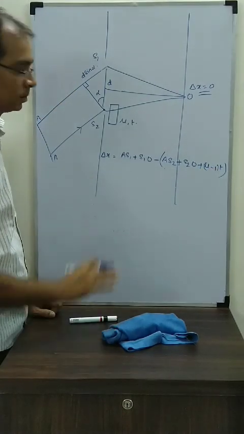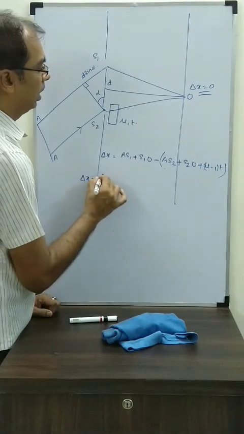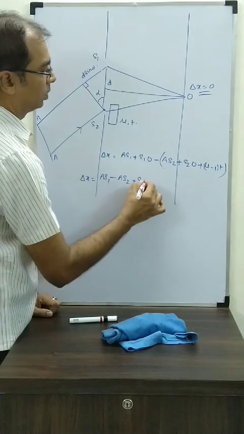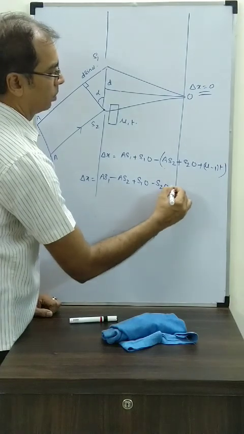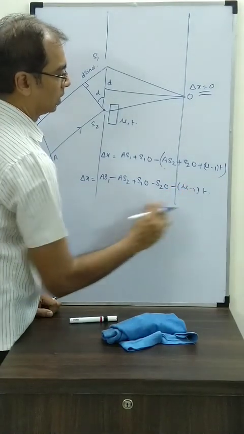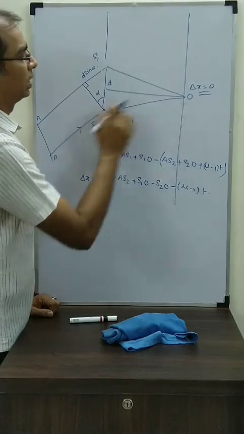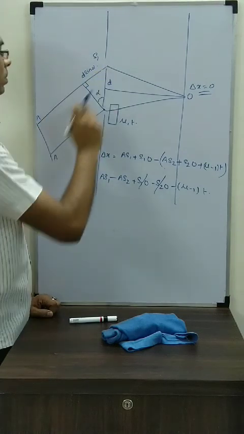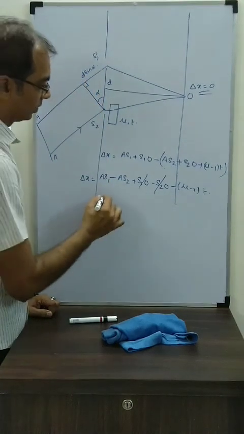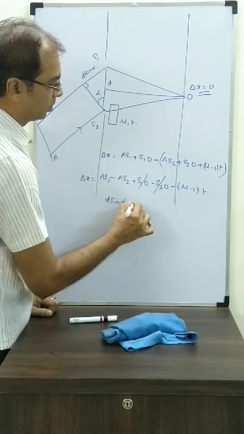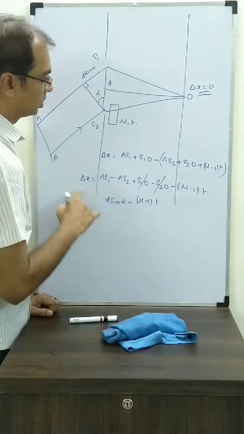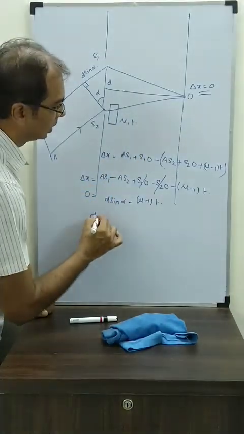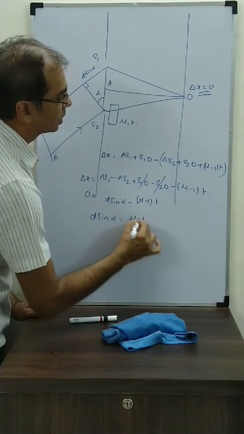This is the path. Again further we write AS1 minus AS2 plus S1O minus S2O minus mu minus 1 into t. Now we know that S1O and S2O geometrically they are equal. So this is cancelled. AS1 minus AS2 is actually equal to d sin alpha. Minus mu minus 1 t. So delta x is 0 we are saying because of the central maximum. What you will be getting then? d sin alpha equal to mu minus 1 t.